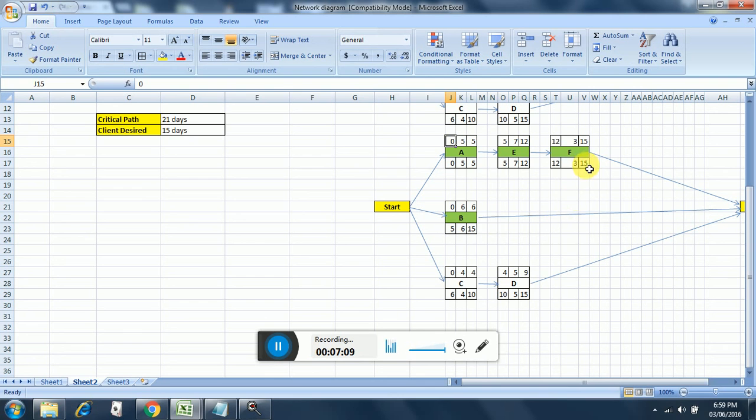So maximum is 15, so 15 is put here and as well as here. Then 15 minus 5 will be 10, 10 is carried backward, 10 minus 4 is 6. Similarly here 15 minus 6, sorry, 15 minus 6 is 9. So this is the way we do fast tracking.